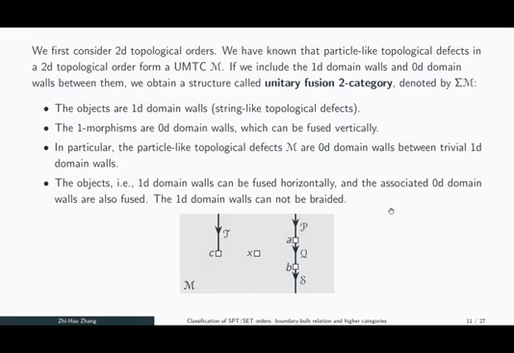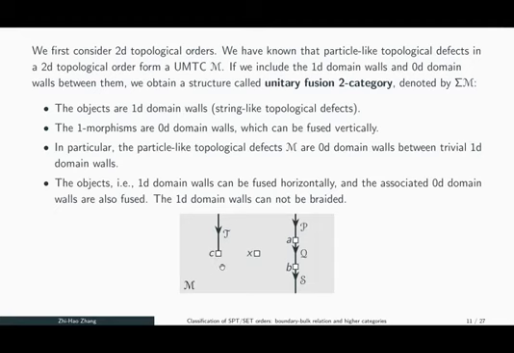So what is this fusion 2-category? Its objects are 1D domain walls. So in the following picture, the P, Q, S, T are just 1D domain walls, and they are also string-like. They are one-dimensional in space. And the 1-morphisms are 0D domain walls between these 1D domain walls. For example, A is a morphism from P to Q, and B is a morphism from Q to S. And for T, there is a morphism C. C is from T to the trivial domain wall.